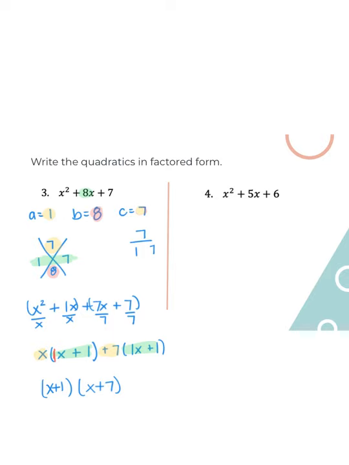Now let's do the same thing for number 4. I'm going to identify my A, my B, and my C. So A equals 1, B equals 5, and C equals 6. I'm going to set up my x. I want my A times my C. That's going to go on top. So I need my 6 on top. And then my B bottom. 5 is going to go right here.